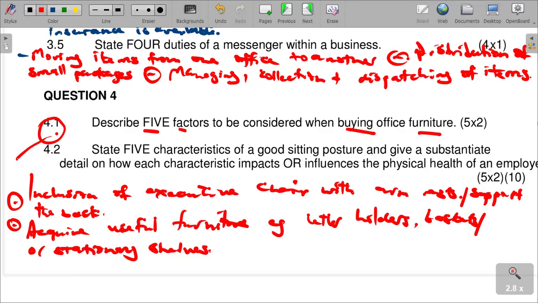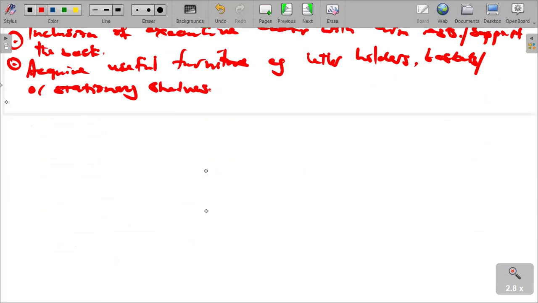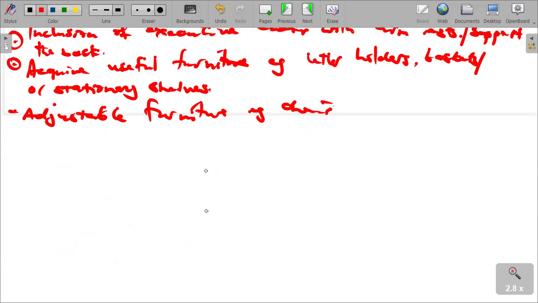Also, we need to use modular furniture which can be adjusted to the needs of workers. Adjustable furniture must also be considered. We talk about, for example, chairs. We can talk about even tables. We have got modern equipment. Adjustable furniture must be acquired.